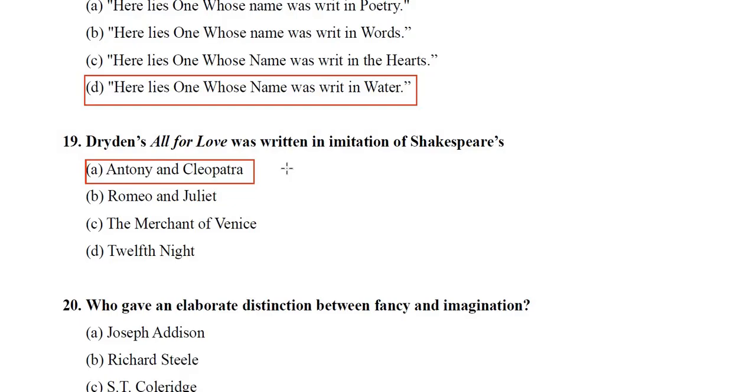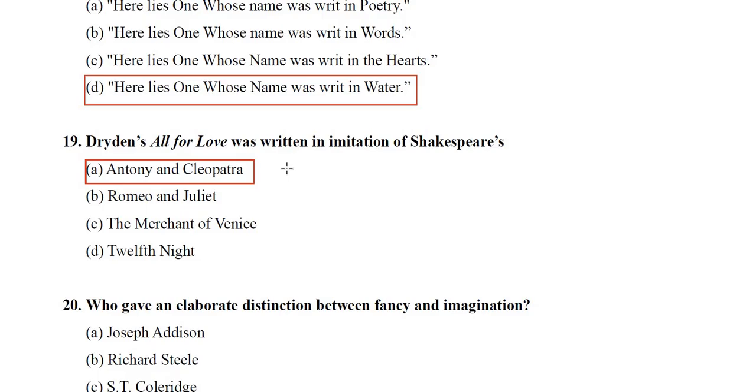So John Dryden reworked William Shakespeare's play Antony and Cleopatra and named it All for Love. And remember that sometimes its subtitle is also asked. Its subtitle is The World Well Lost. All for Love, or The World Well Lost.